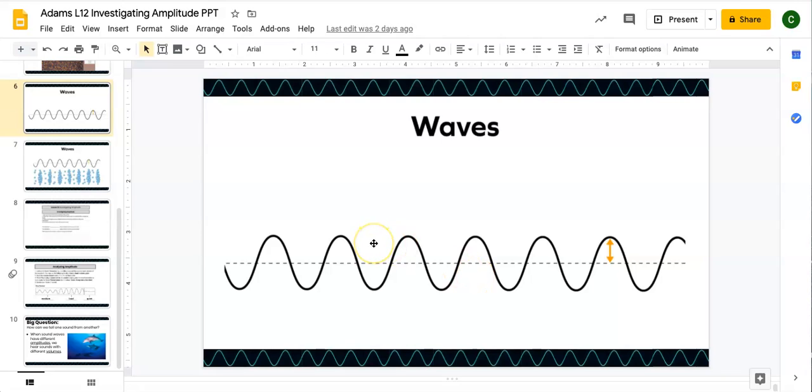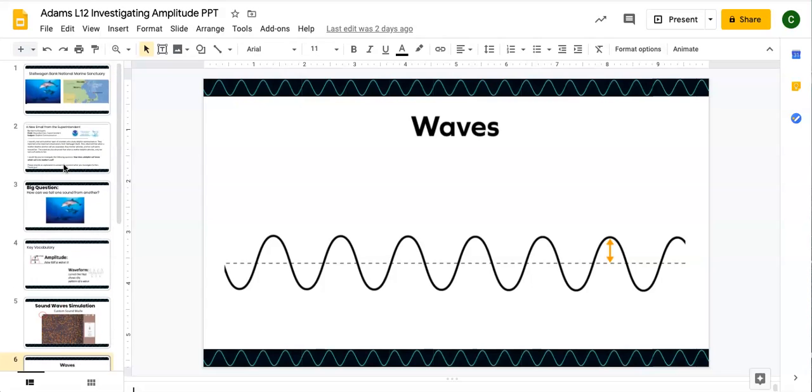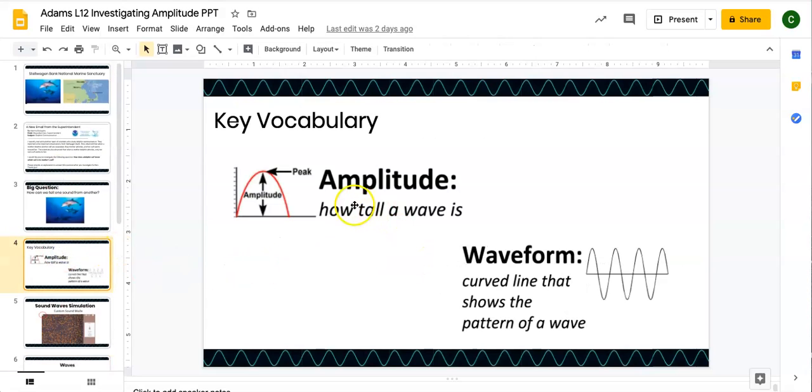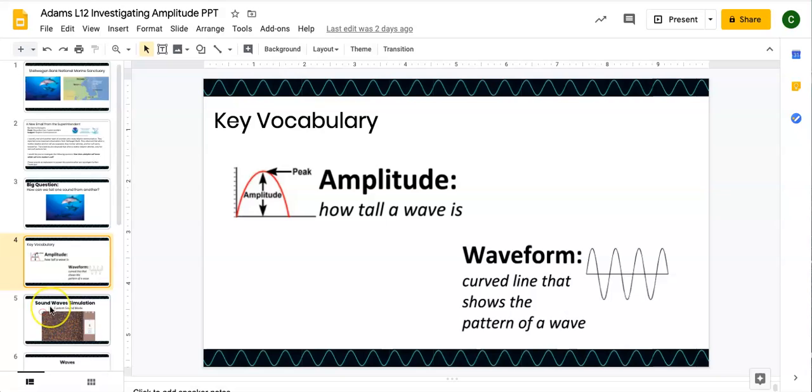So when we look at this slide, we notice a wave. We notice the straight line in the background, and then we notice the peak here. We notice that this arrow is representing the height of the wave, which, if we go back to our definition of amplitude, we know that the amplitude is how tall a wave is.